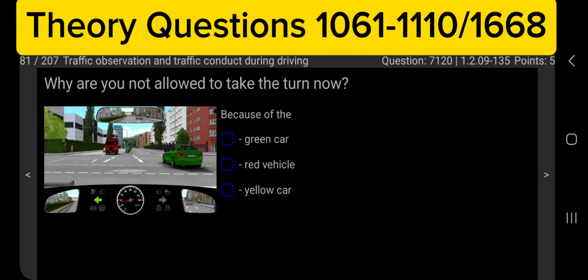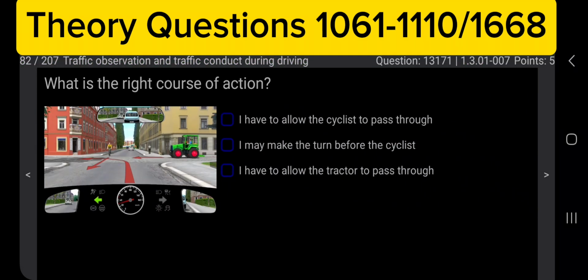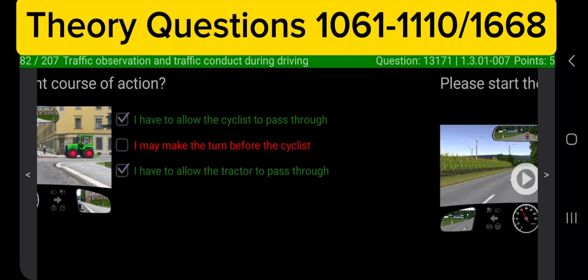Why are you not allowed to take the turn now? Yellow car. What is the right course of action? I have to allow the cyclist to pass through. I may make the turn before the cyclist. I have to allow the tractor to pass through.